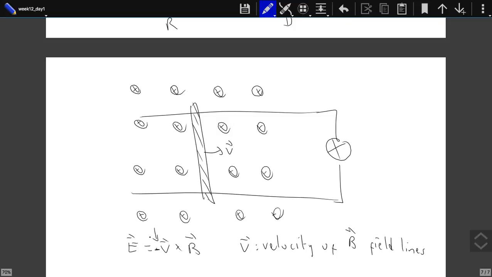Remember, in this expression, V is not the velocity of the rod. V is the velocity of the B field lines. So if you know B and the direction of the velocity of the B field lines, you can determine the direction of the electric field at that point. Now let's apply this principle to a few problems.